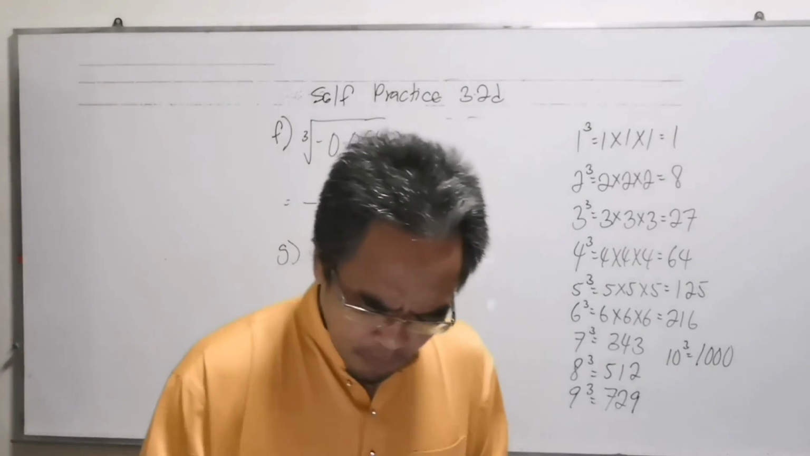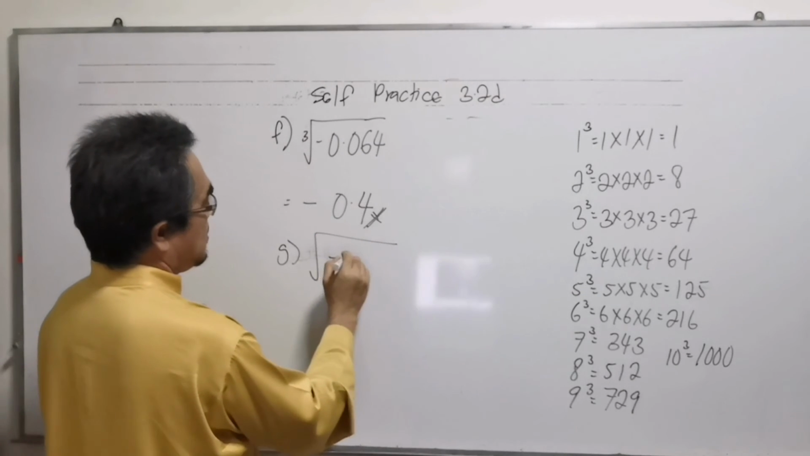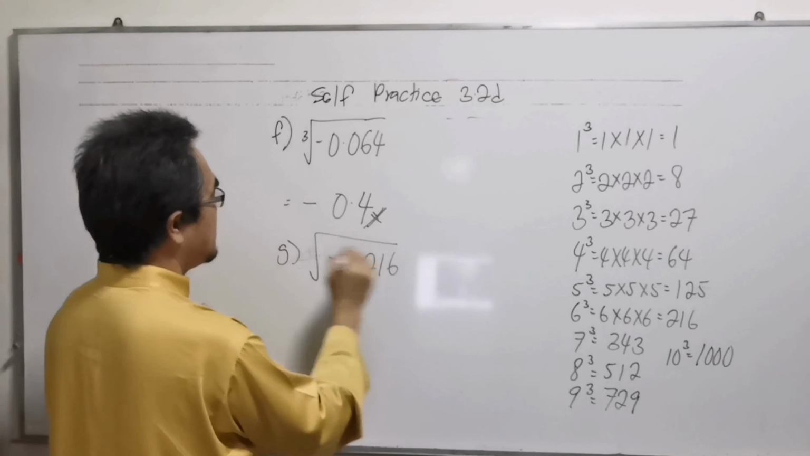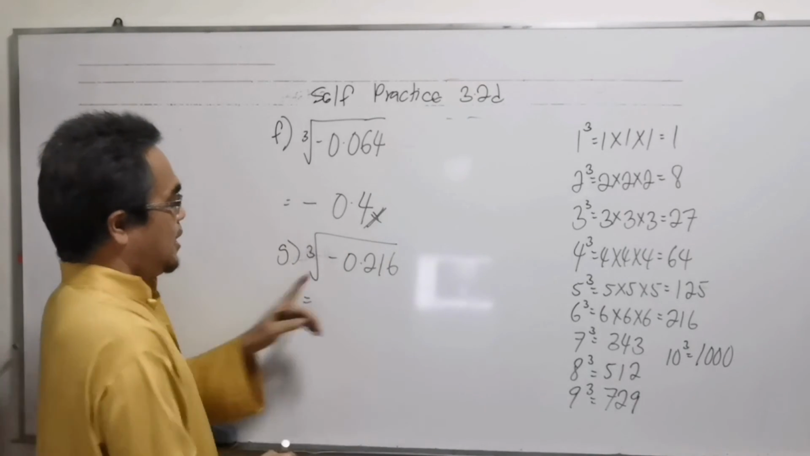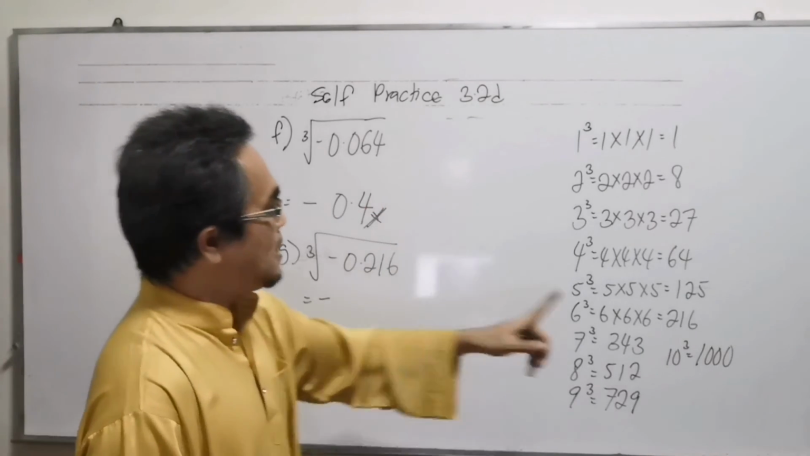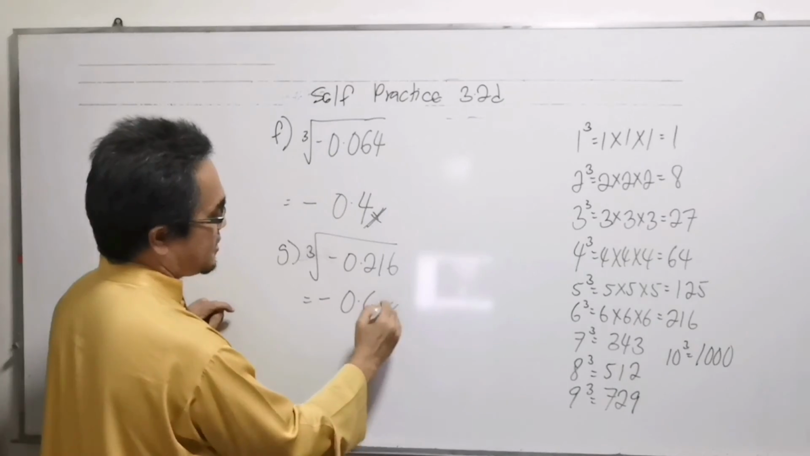G, negative 0.216. Again 3 decimal places. So the answer is 1 decimal place and it is negative 0.6.